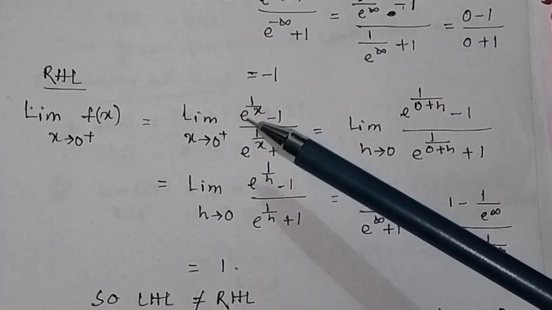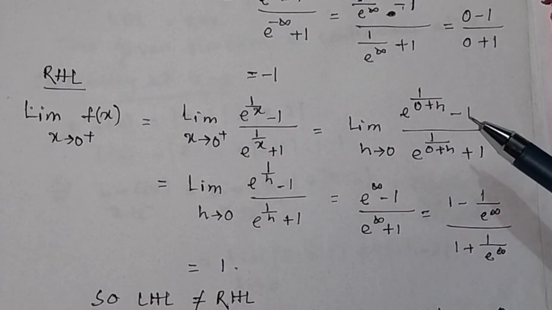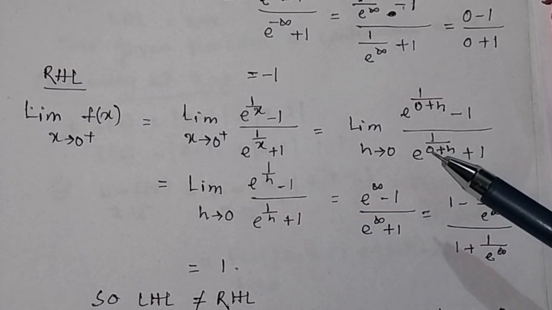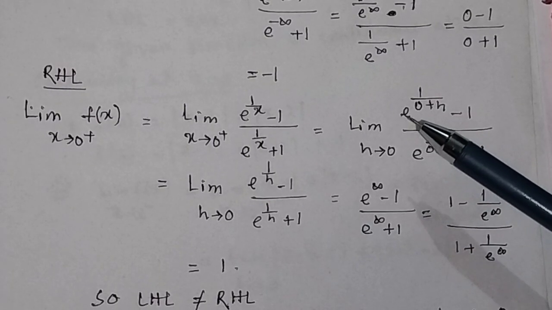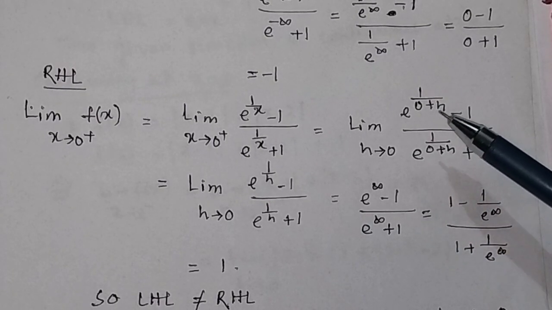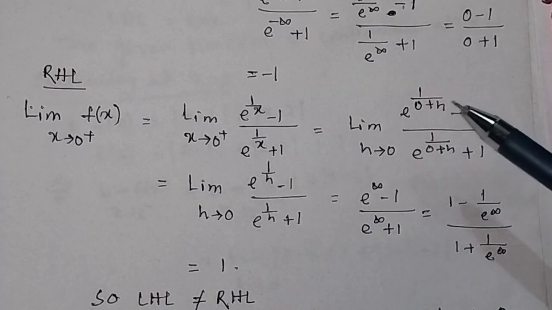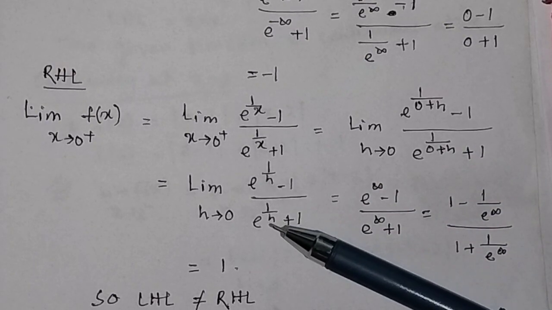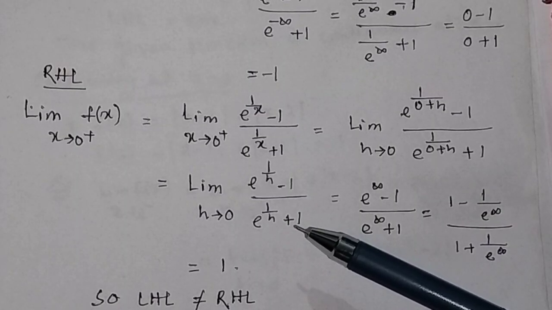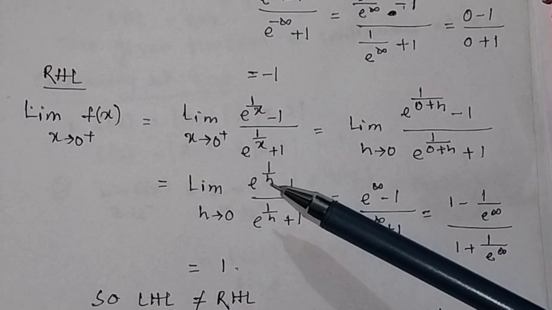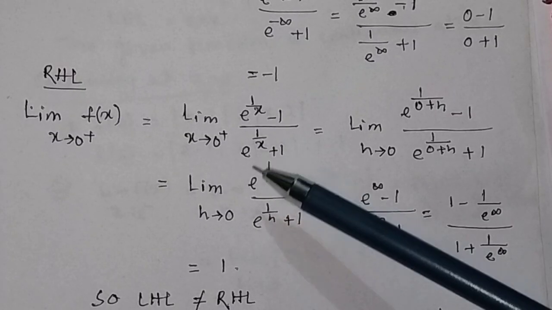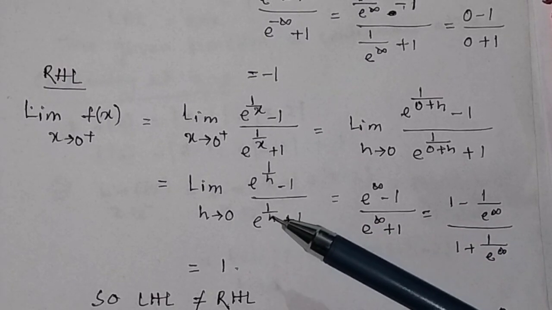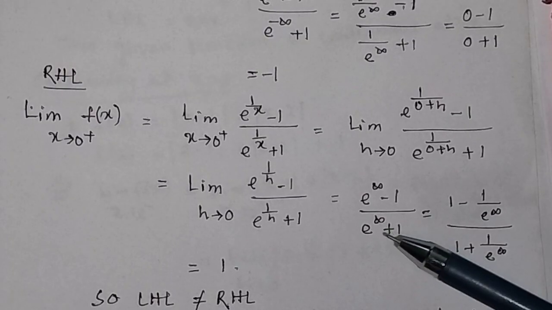So this function will be equal to e to the power 1 divided by 0 plus h minus 1, divided by e to the power 1 by 0 plus h plus 1. In the numerator you have e to the power 1 by 0 plus h, which means e to the power 1 by h, minus 1, divided by, in the denominator, e to the power 1 by h plus 1. And 1 by 0 is equal to infinity. So this will be equal to e to the power infinity minus 1, and in the denominator e to the power 1 by 0 is also infinity, so e to the power infinity plus 1.